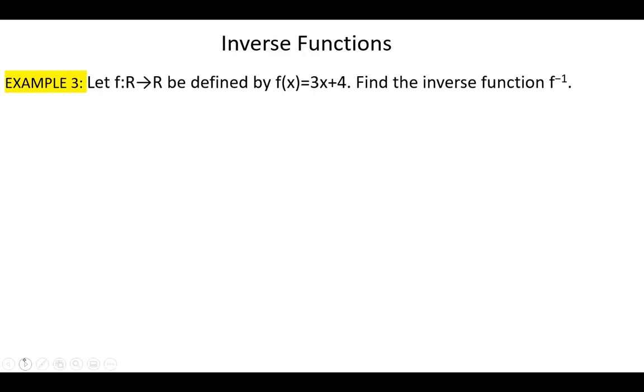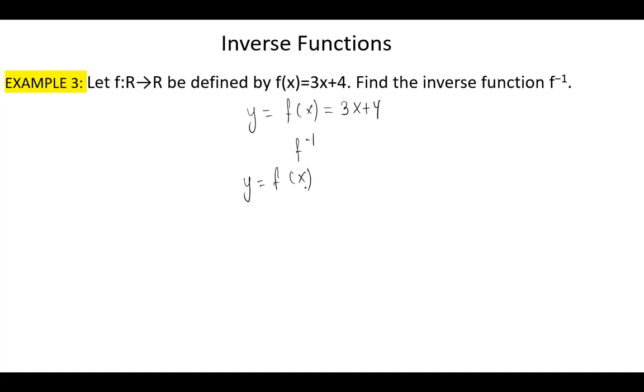Next example. Let f from R to R be defined by f of x equals 3x plus 4. Find the inverse function f minus 1. We want to find the function f minus 1 that takes the value y as an input and spits out x as the output.